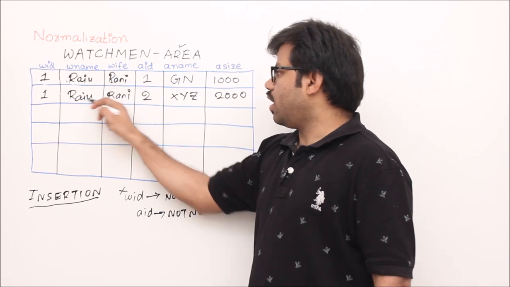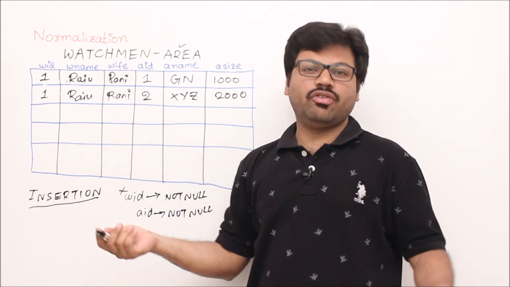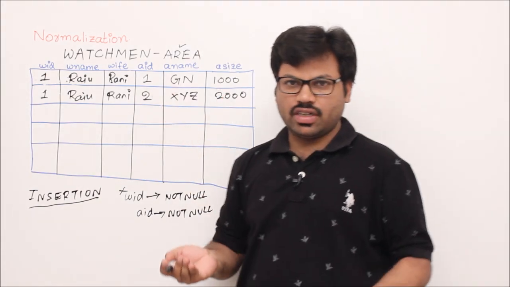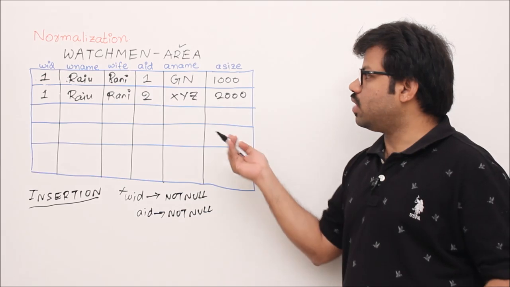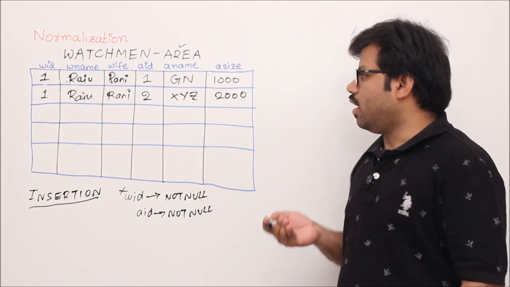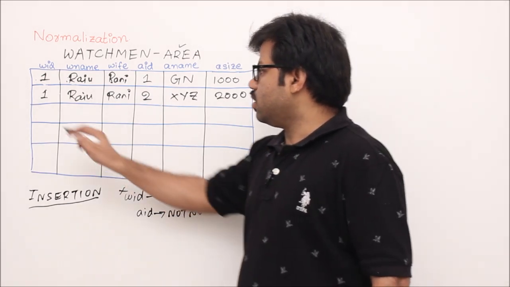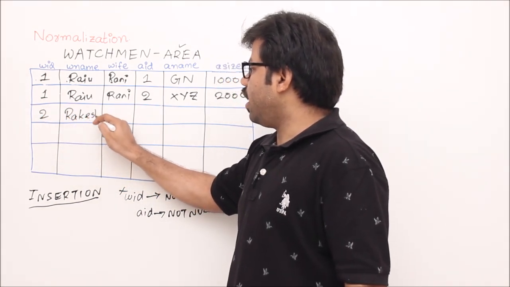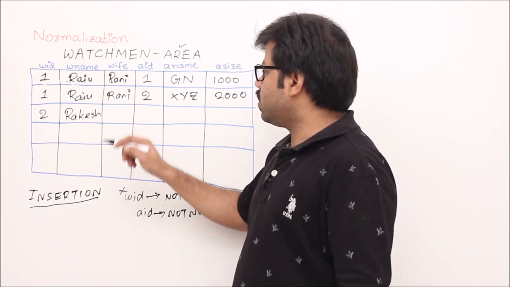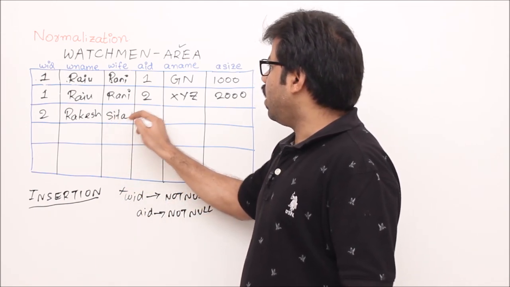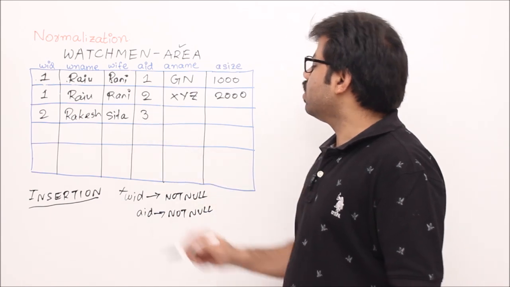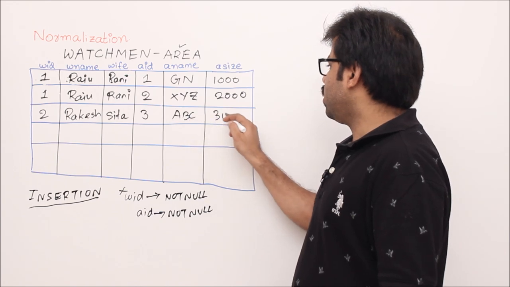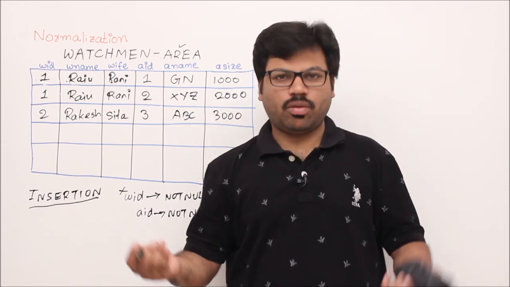So Raju's wife is Rani, of course, but in both places you are repeating the same information unnecessarily because it is not a proper design. We know that, right? So we are slowly understanding the problems related to improper design. Now, suddenly, see this situation. There is one more employee, watchman, Rakesh came. Let's say Rakesh's wife is something Sita, and area ID, let's say 3, he is watching, and something ABC, and 3000 square meters. No problem, right?